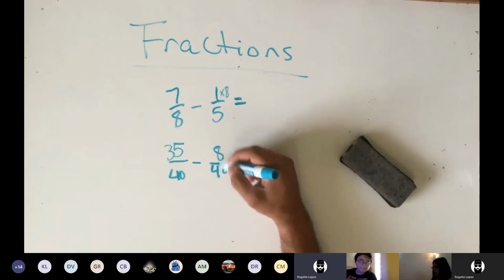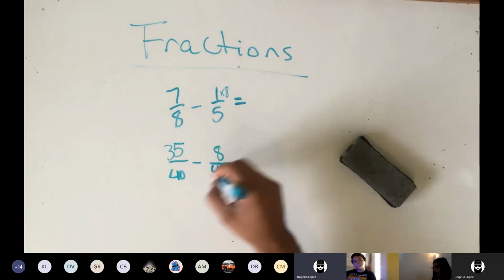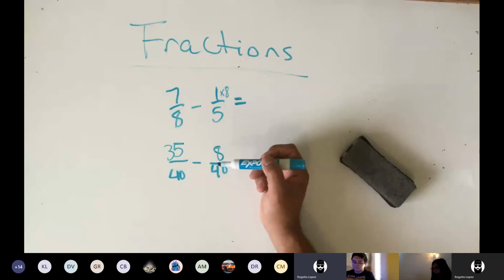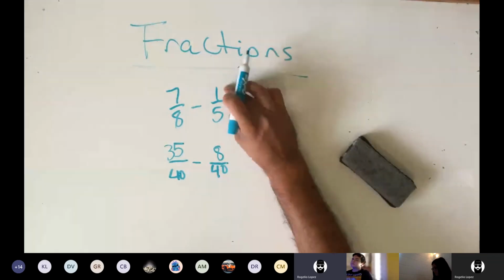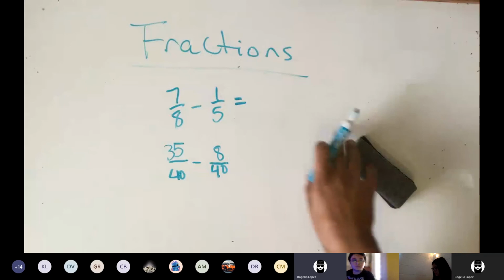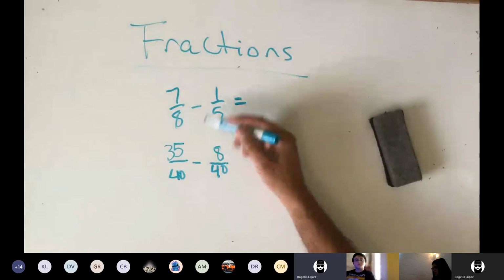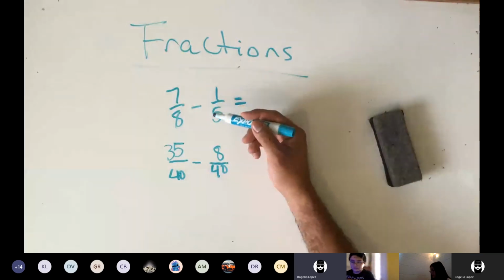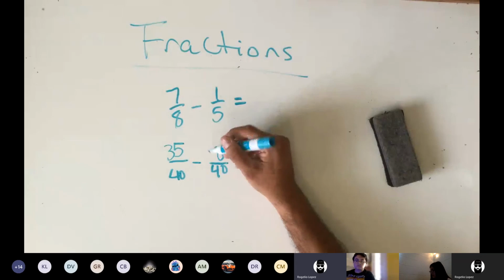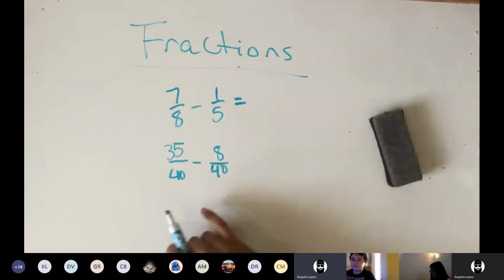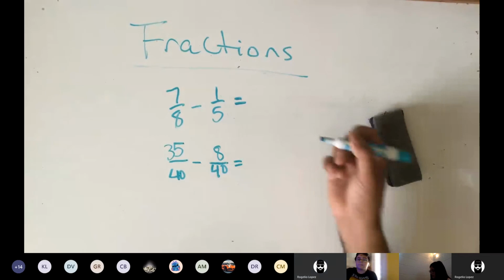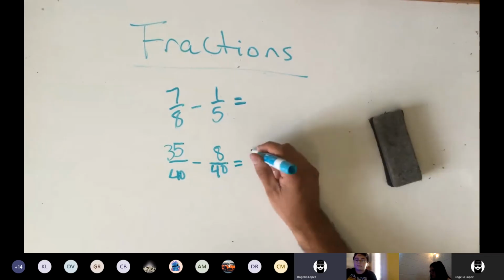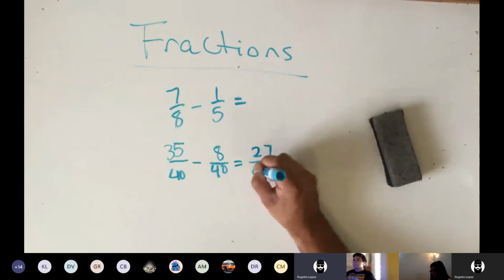Okay. So now it's still the same exact problem. 35 over 40 minus 8 over 40 is the same exact problem as 7/8 minus 1/5, except they look different. They're unsimplified versions of those two fractions on the top. So now I can subtract because they do have common denominators. They both have 40 on the bottom. So now I can do that. So 35 minus 8 is 27 over 40.